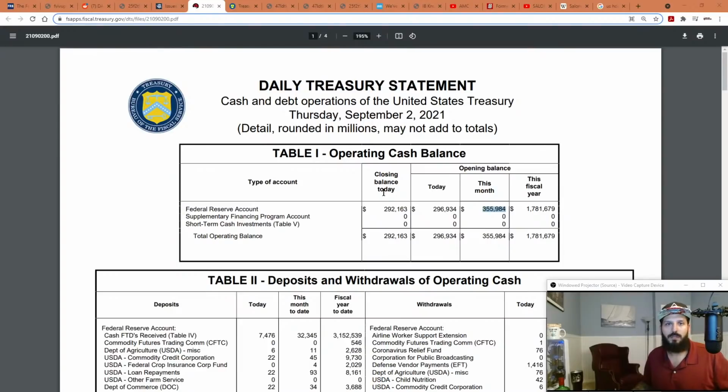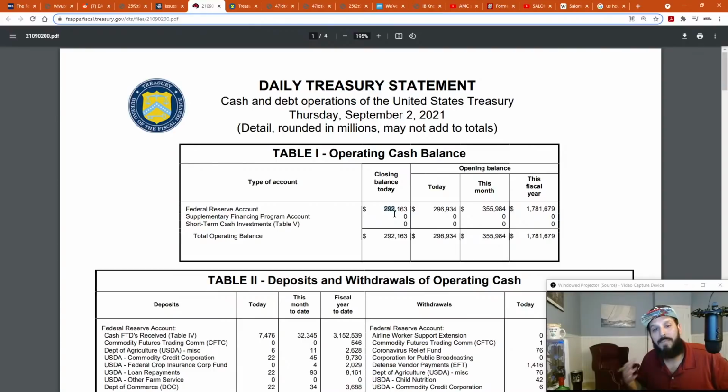This is rounded in millions, so this is $1 billion. There's $292 billion. I misspoke a little bit ago, and I don't know why I didn't stop myself. This table is expressed in billions of dollars, rounded in millions. This is 292,163 million, which if you put that in a converter is 292 billion. Apologies, I just misspoke. You get my point.